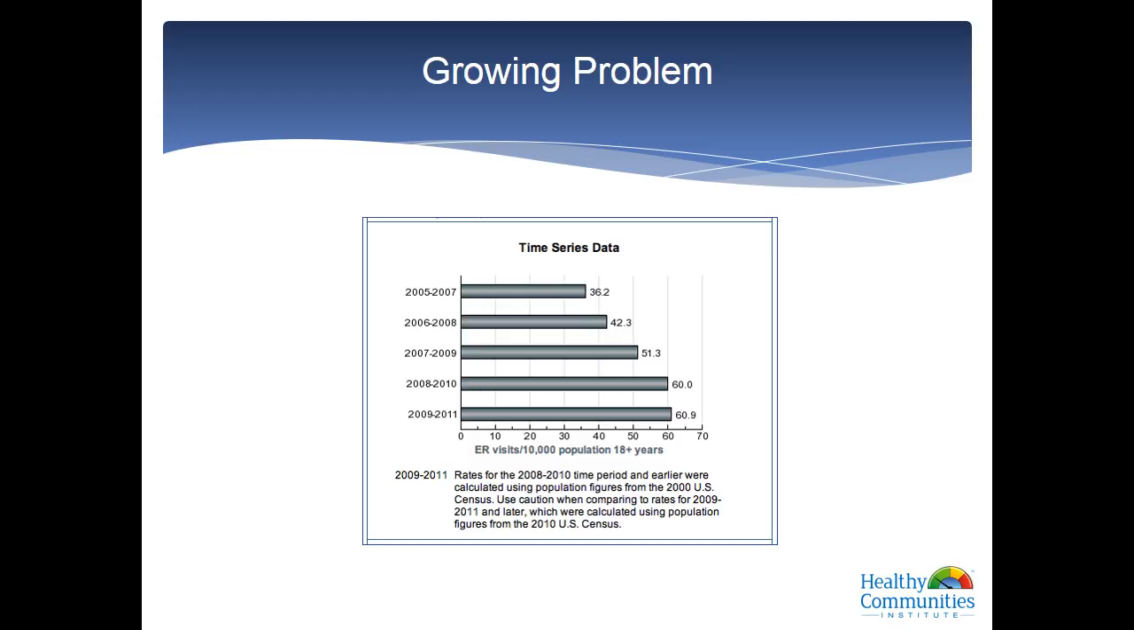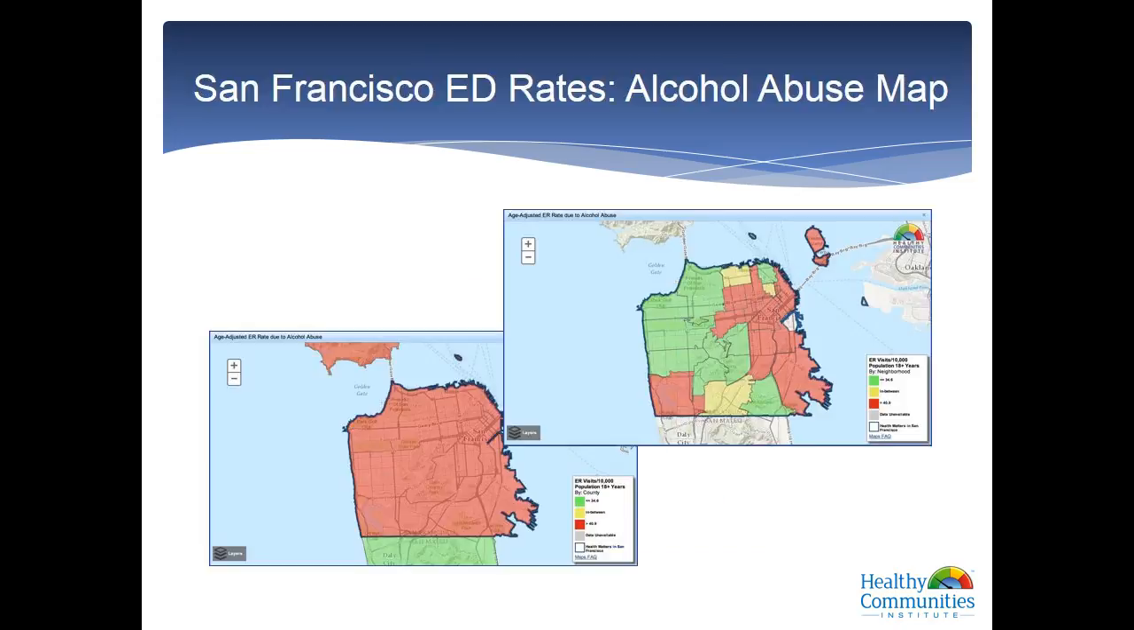Using this information, they mapped San Francisco ED rates using the Healthy Communities platform tool that I'll go into a little bit later. They could see that for the entire city, they were in red. But when they looked at the neighborhood level, specific neighborhoods around the Tenderloin and south of Market actually did have higher rates of alcohol abuse.